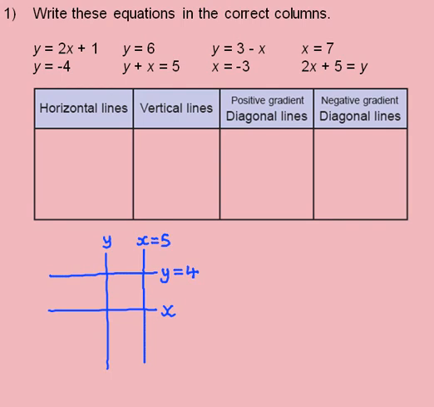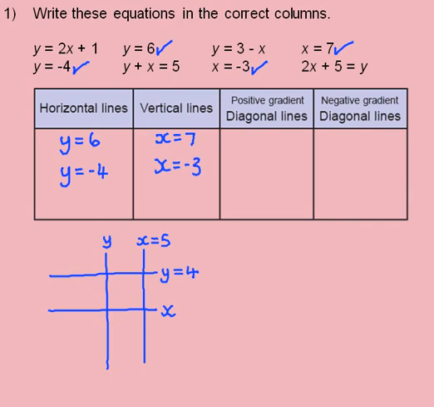So immediately I can put 4 of these equations into the right sections in the table. Y equals 6 will go horizontally across here. So y equals 6 is a horizontal line. X equals 7 will go vertically. So x equals 7 is a vertical line. Y equals minus 4 will be a horizontal line. And x equals minus 3 will be a vertical line.